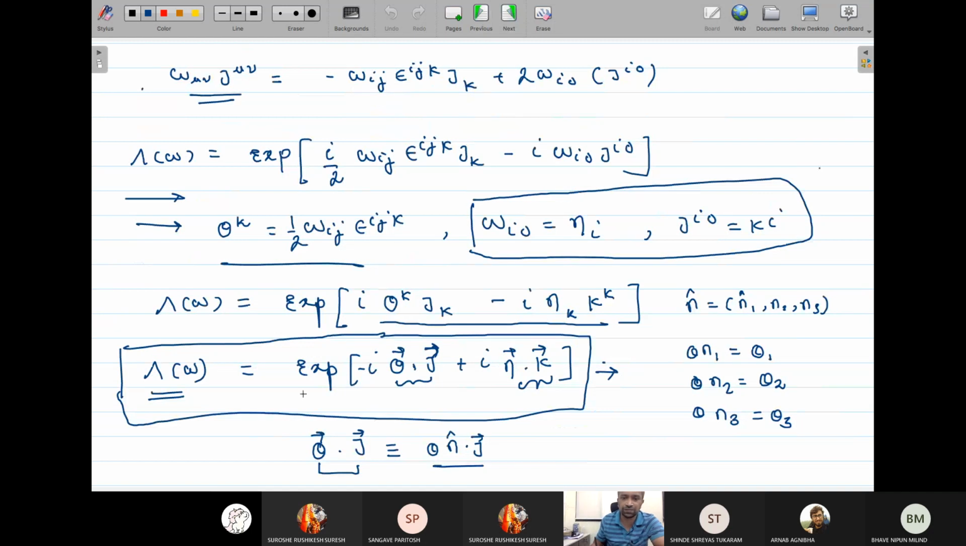With this result, in our earlier form, if I want to write the Lorentz transformation, it would be e to the power minus i by 2 omega mu nu J mu nu. So these two are equivalent, the same thing.